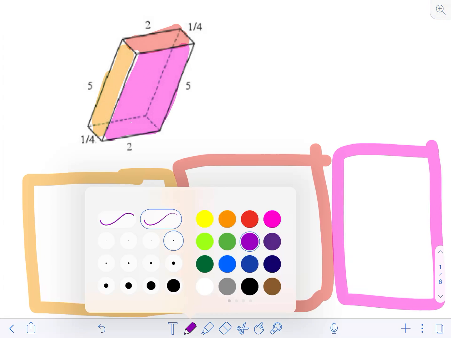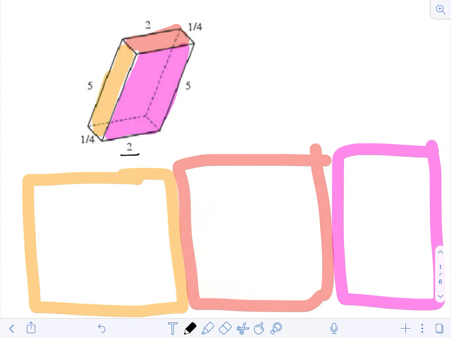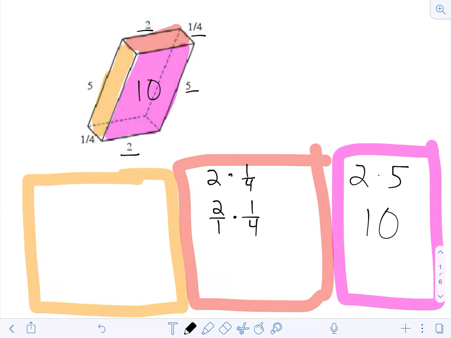Let's do the pink first because there's no fractions. The pink is a 2 by 5. So multiply them together, you get 10. Okay? Let's do red next. 2 times a fourth. Now, if you're stuck here, just remember that 2 times a fourth is the exact same as 2 over 1 times a fourth. Multiply straight across and you get 2 over 4. They're both even, so they can be divided by 2. And you get 1/2.